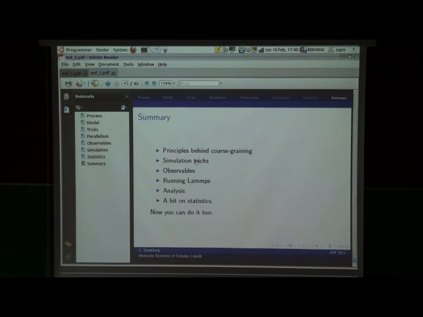Right, to summarize what I've done, I've discussed coarse graining and how to make models. I've introduced some of the tricks that you need to know when you do simulations, because these are parameters that you specify when you run it. I discussed a few of the observables that we are interested in for Lennard-Jones liquids. I showed you how to run simulations, analyze the results, and gave this warning about statistics. Right, so now you can do the Lennard-Jones liquid too.